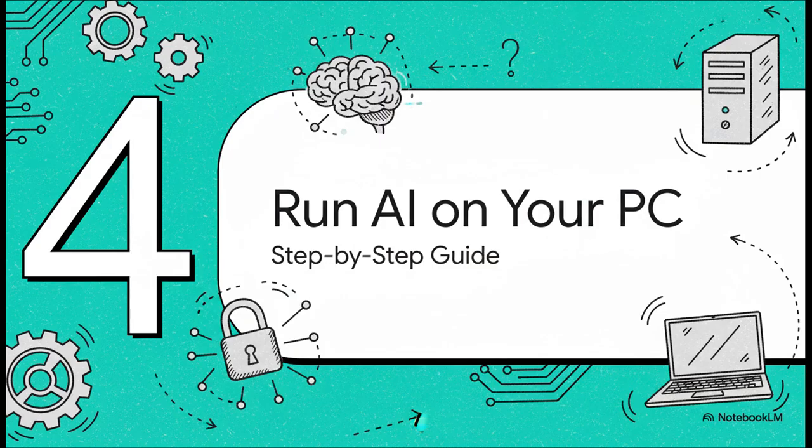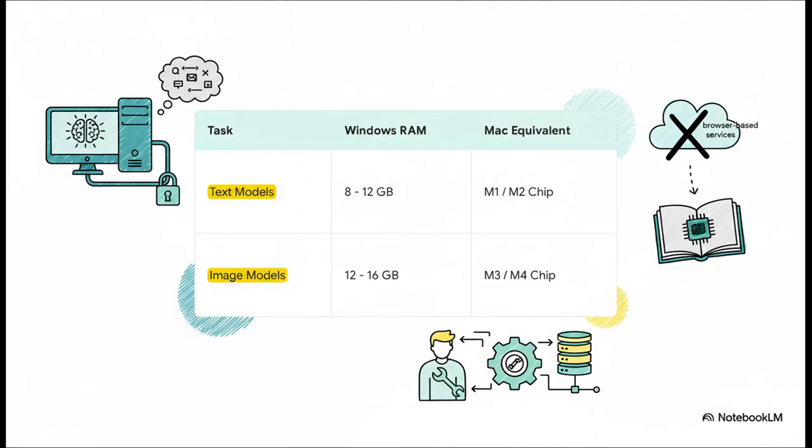All right, so that's the theory, but how do you actually do this? Let's get practical. I'm going to walk you through it, and trust me, it is way easier than it sounds. First, let's do a quick hardware check. And the good news is, you don't need some massive supercomputer. For text models, honestly, any modern laptop with about 8 to 12 gigs of RAM will get you started. For images, yeah, you'll want a bit more power, but it's still totally within reach for most people.